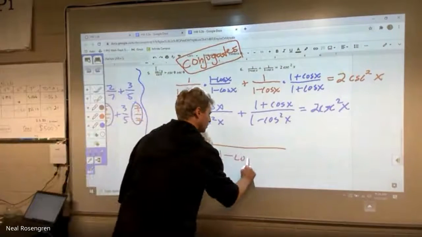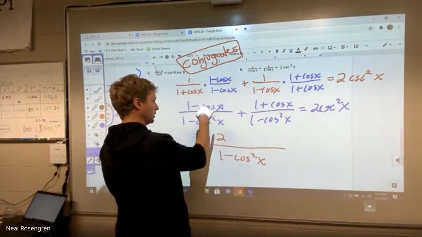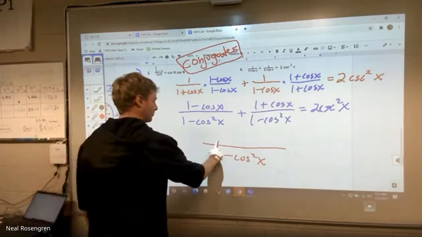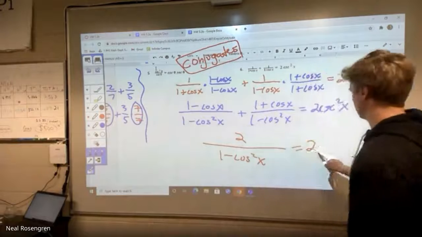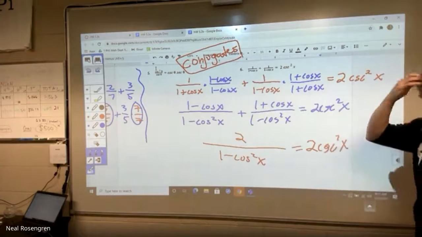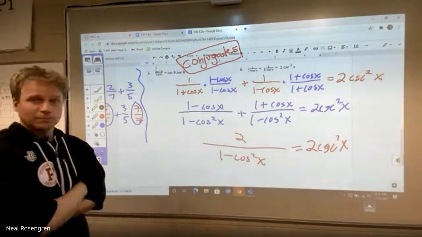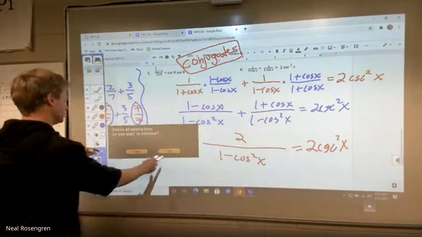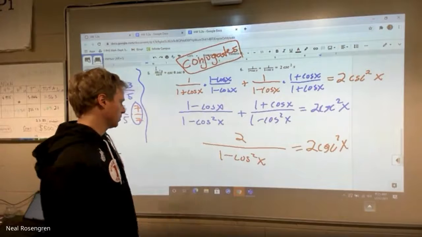1 minus cosine squared x. On top, 1 plus 1, okay, that's 2. Give me like 30 seconds. Negative cosine x plus cosine x, 0 cosine x. That 2 just shows up right on top. Okay. Ugh, still have a fraction though. Well, what is 1 minus cosine squared x? Sine squared? That's sine squared, right?